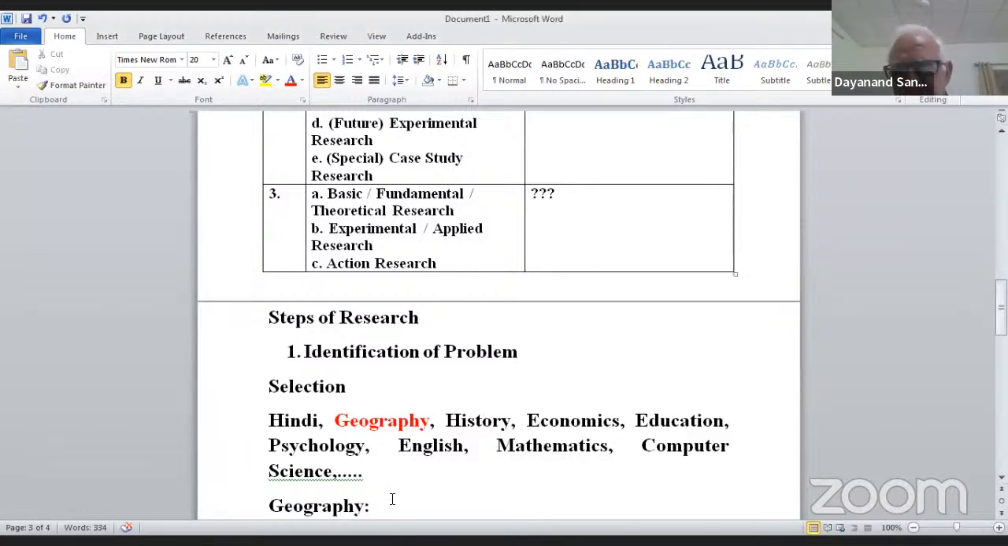What are the aspects in geography that you have? In education, I can tell you. In management, I can tell you. But tell me the geography.